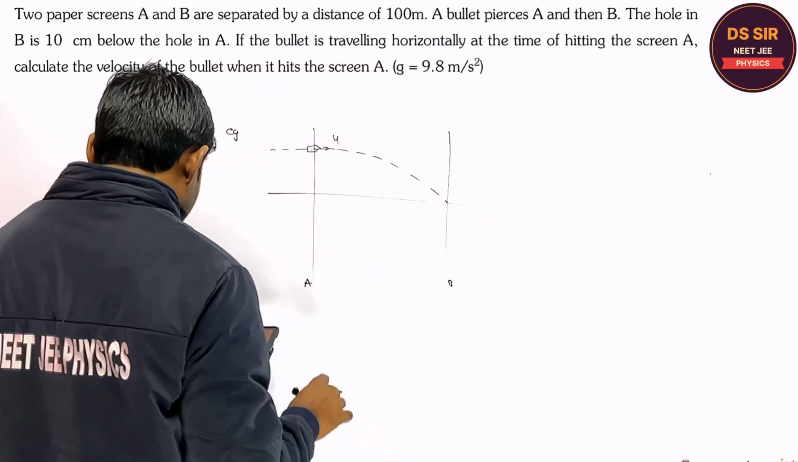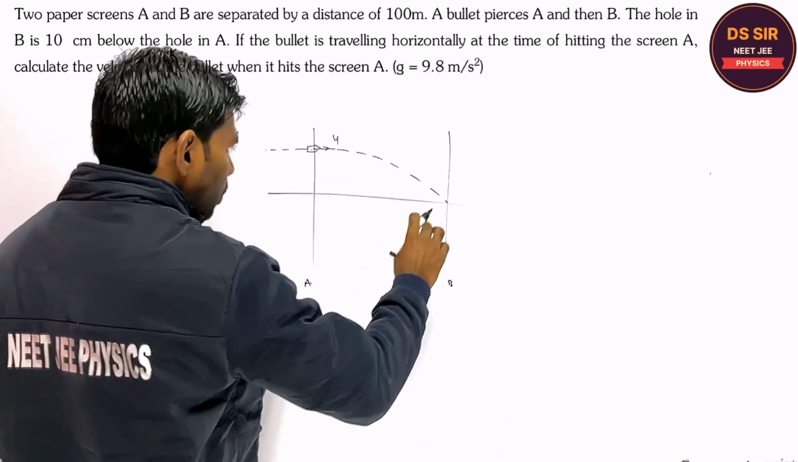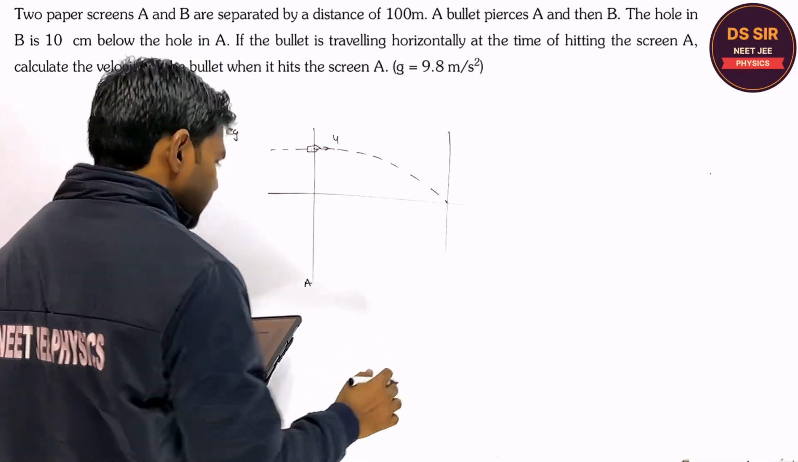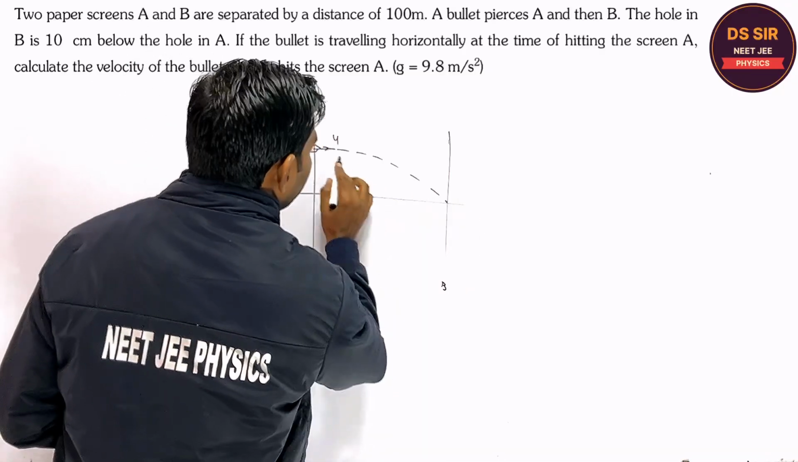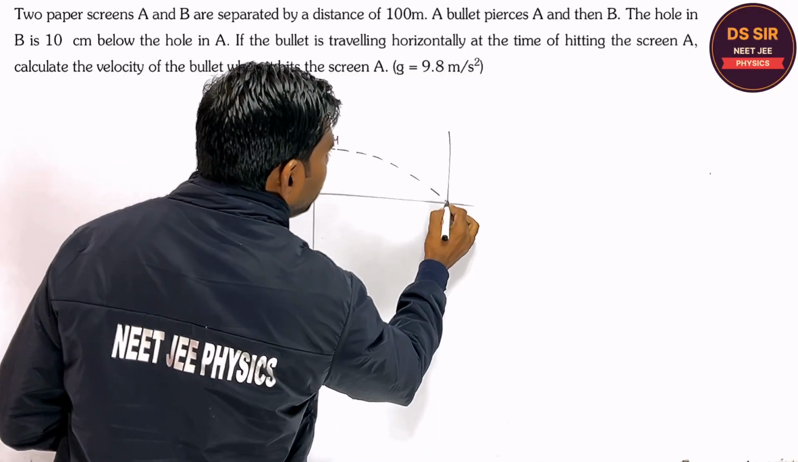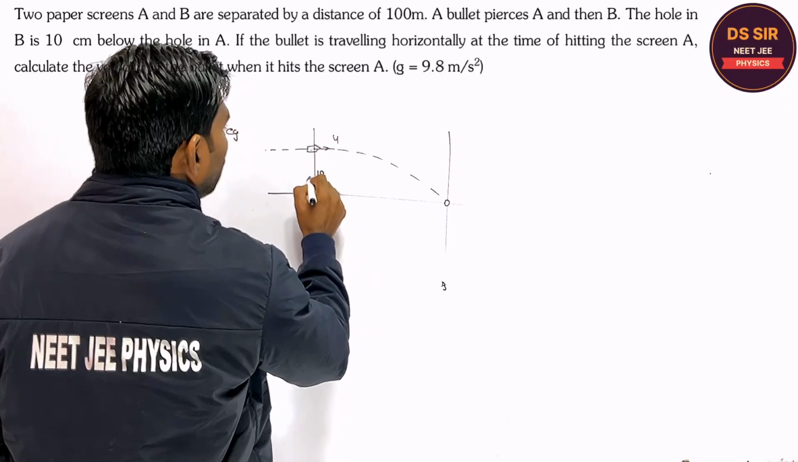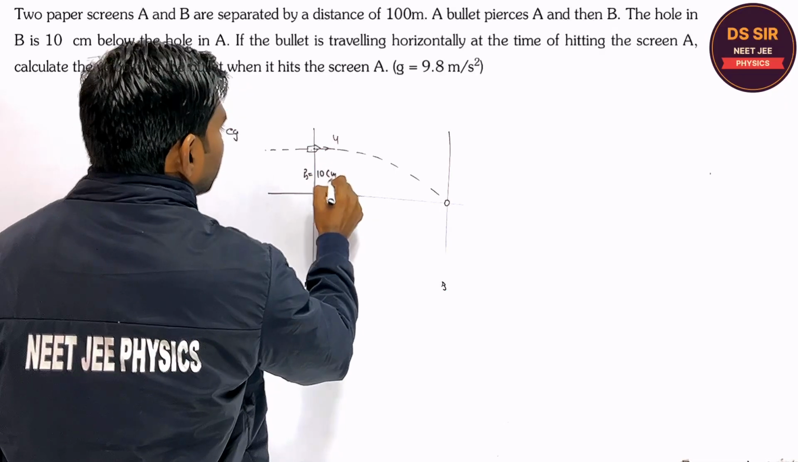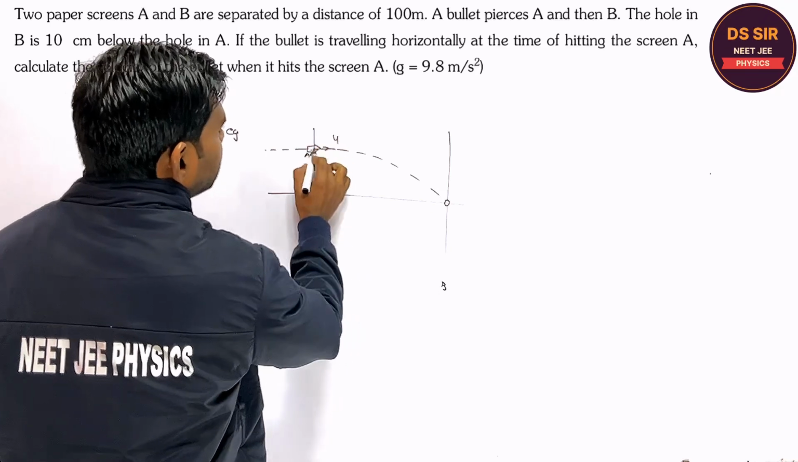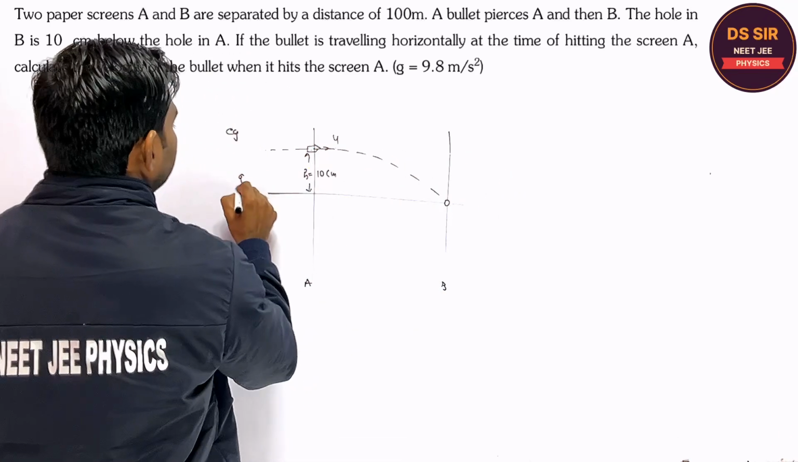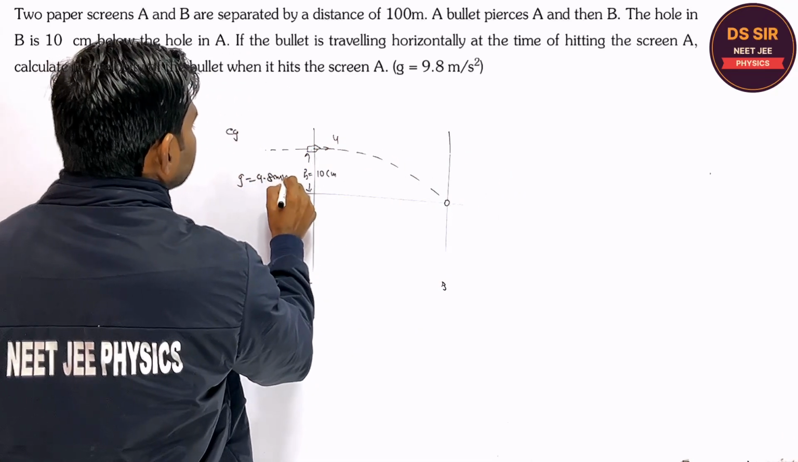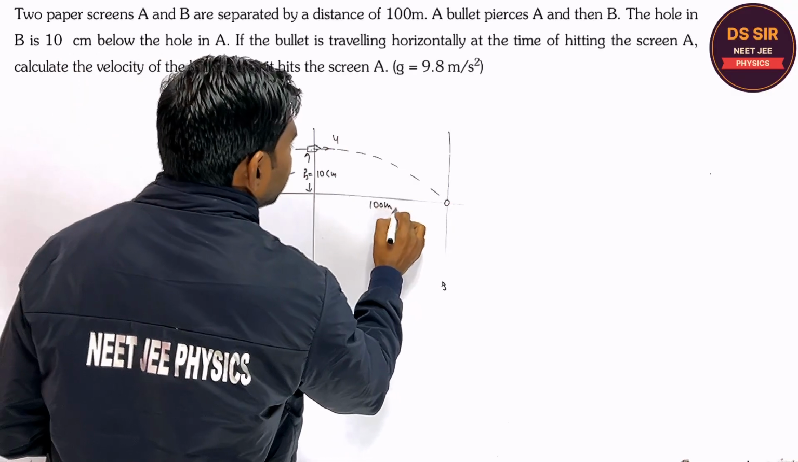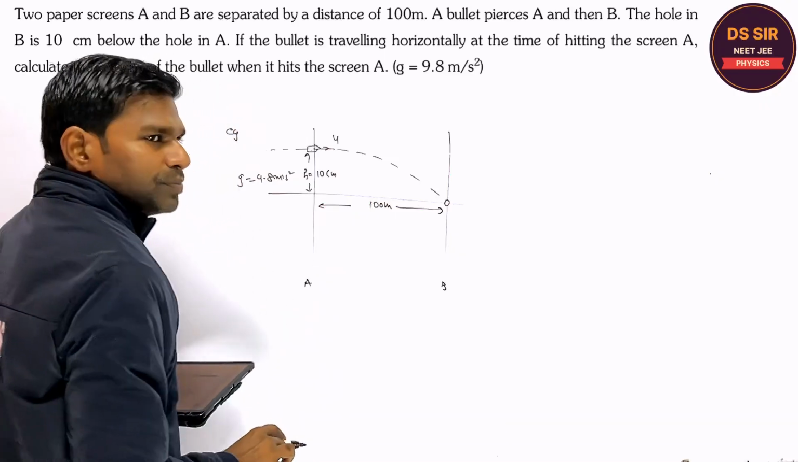So if it hits at this point, and the hole in the... wait for 1 minute. Yes, this is the B. Then when the bullet hits this, it will make the hole. So the hole is 10 centimeter below, right at this point. Is it clear? The g value is taken to be 9.8 meter per second square, and the distance between them is 100 meter. That is, it is the range, right?